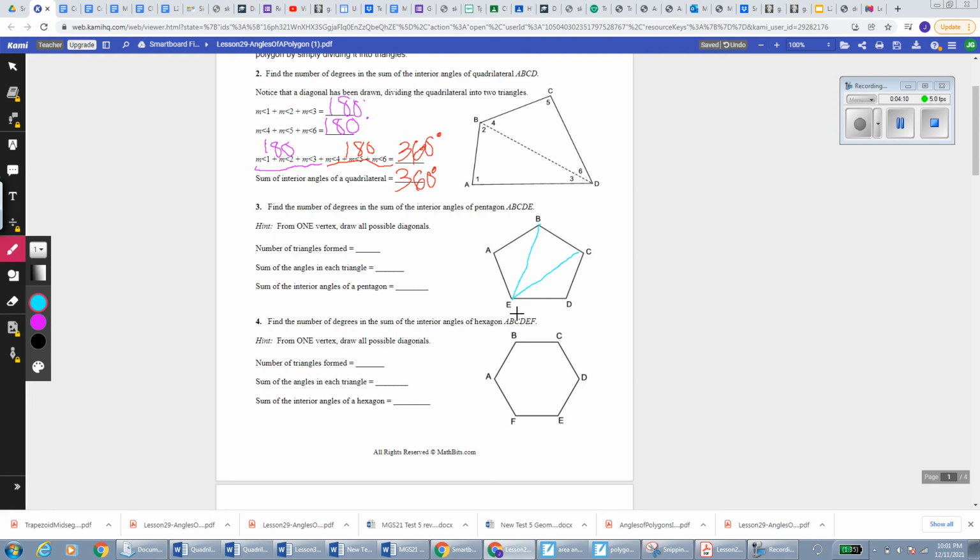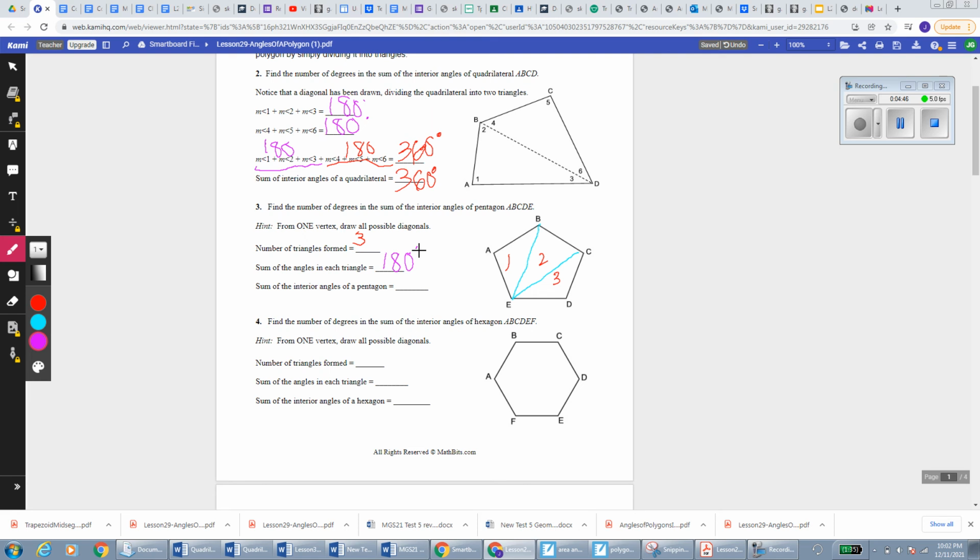But now that I picked a vertex and I drew in all the diagonals that I could from that vertex, we can see how many triangles are formed. There are 3 triangles. Triangle 1, triangle 2, and triangle 3. The sum of the angles in each triangle is 180 degrees.